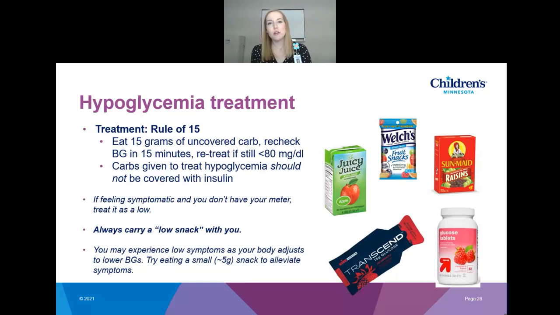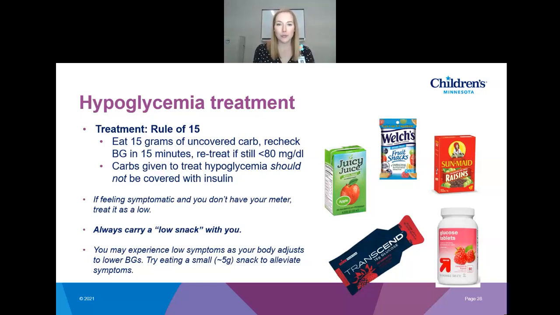Now, when it comes to those uncovered carbs, all carbs will raise your blood sugar eventually, but rapid acting carbs or fast absorbing carbs are going to boost that blood sugar the quickest. And those types of carbs are like simple sugar type carbs. So some of the examples on the screen here are juice, fruit snacks, raisins, fruits. Those are going to boost your blood sugar faster than, say, a sandwich. That's a bit more complex. It has a lot more ingredients in it, got some fats and proteins.